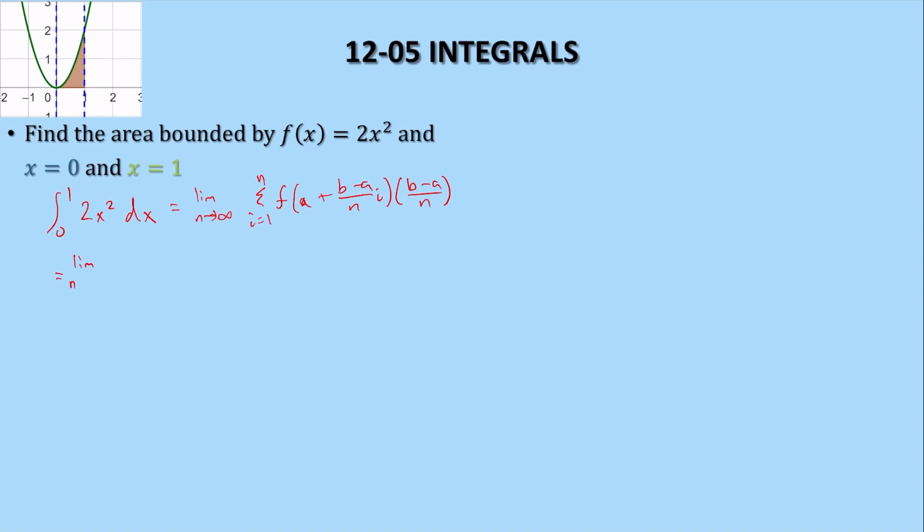Let's work out each part of this nice complicated limit. All right, let's start by filling in our a and b. Our a is 0, our b is 1. So the a is 0, b is 1, a is 0.